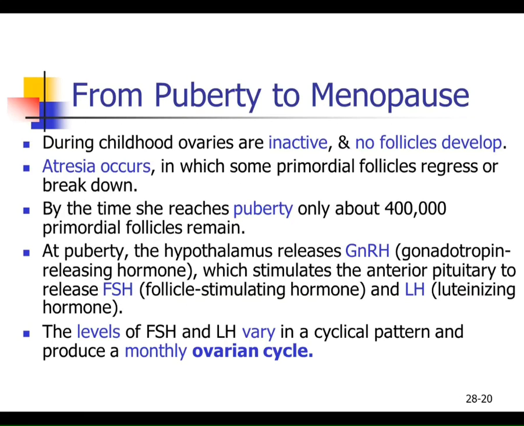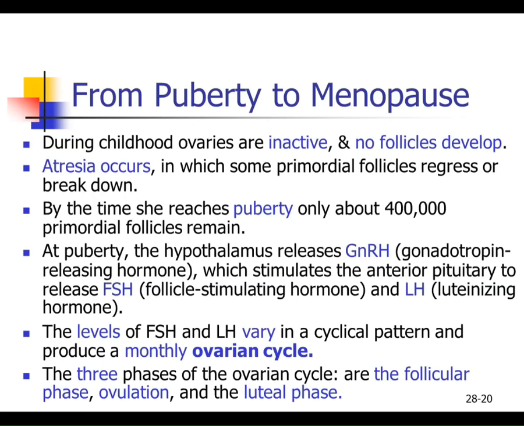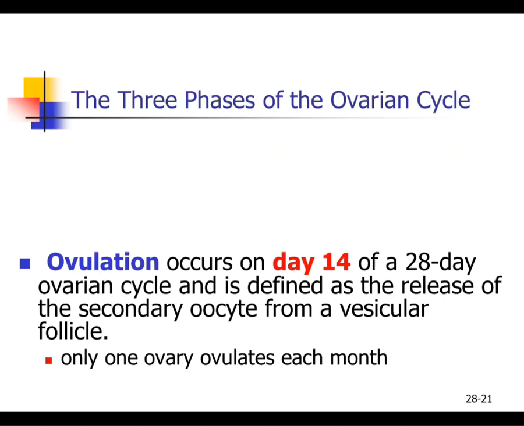The levels of FSH and LH are cyclic. That is, they're going to be changing on a monthly cycle, and they peak on a monthly cycle. And this cycle involved with the ovary and these hormones is called the ovarian cycle. And there are three parts to the ovarian cycle. There's the follicular phase, the moment of ovulation, and finally the luteal phase. Okay? So follicular phase, ovulation, and luteal phase. Let me break this down for you.